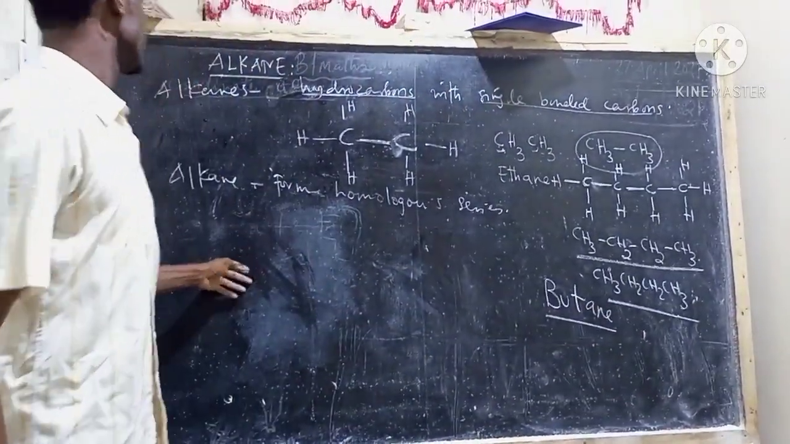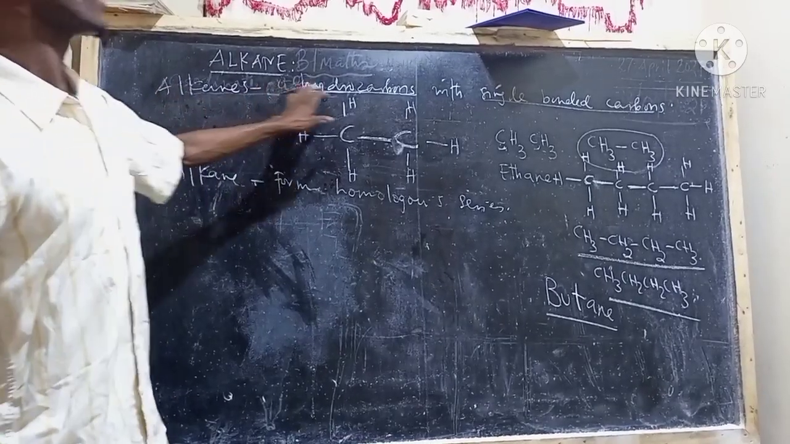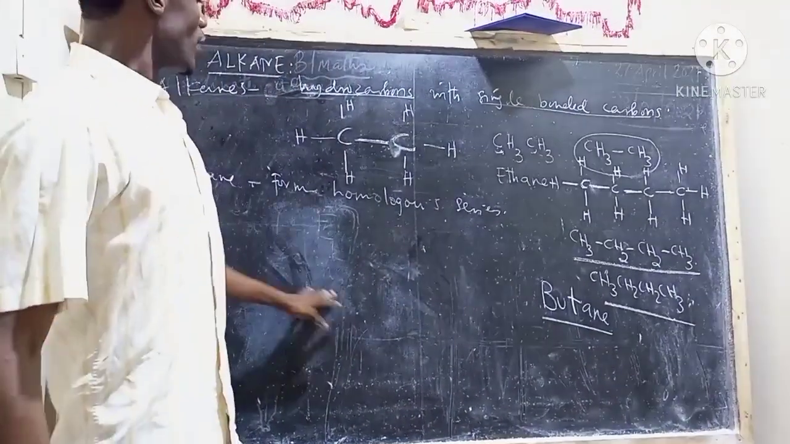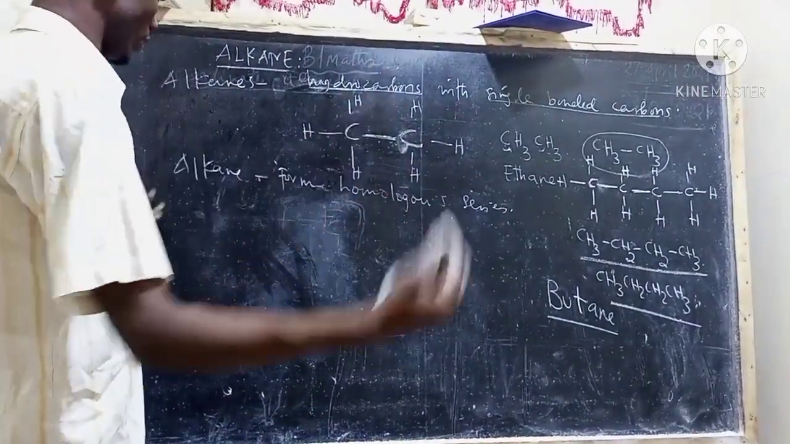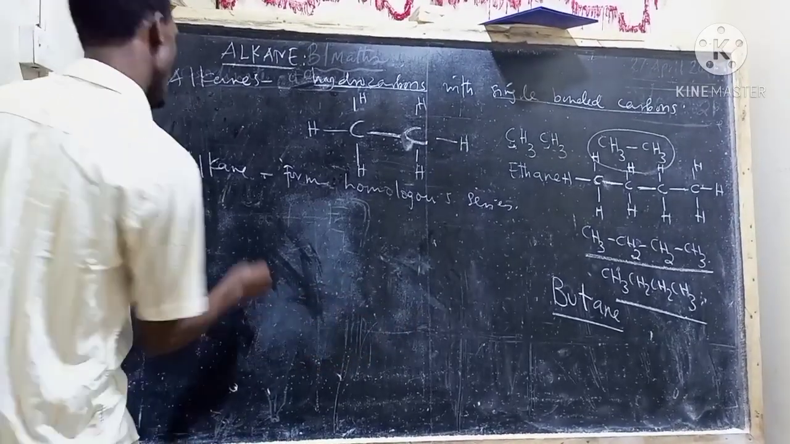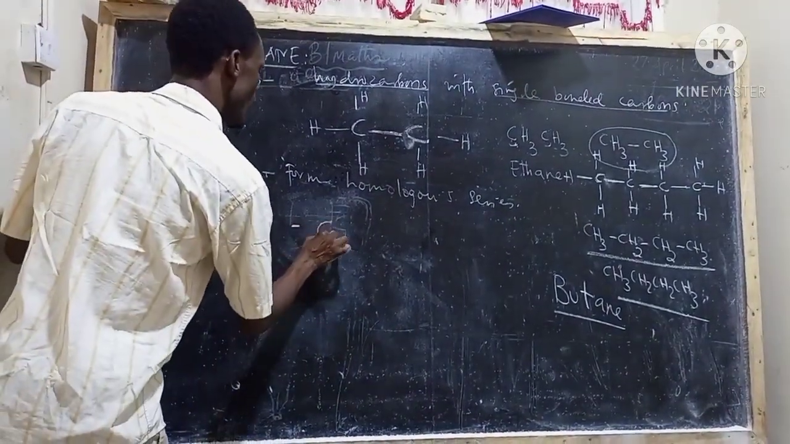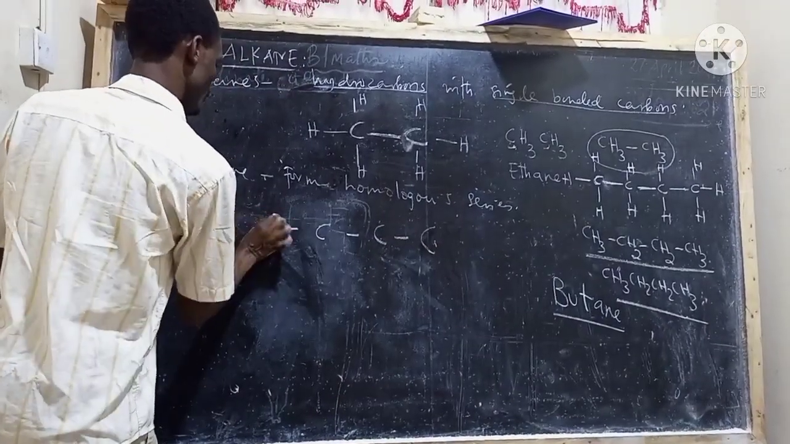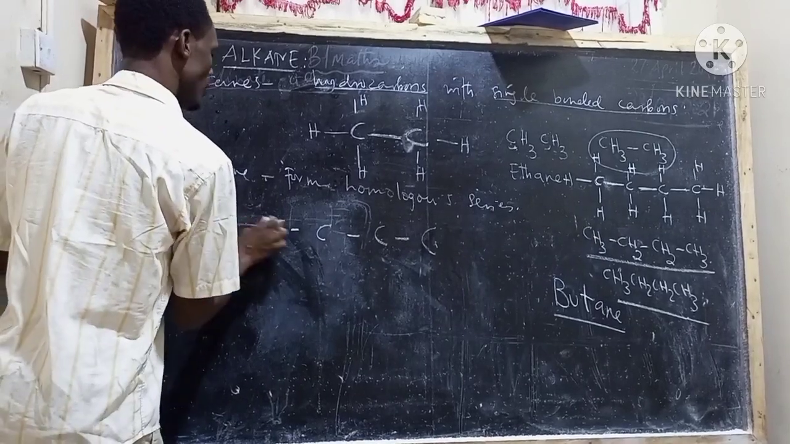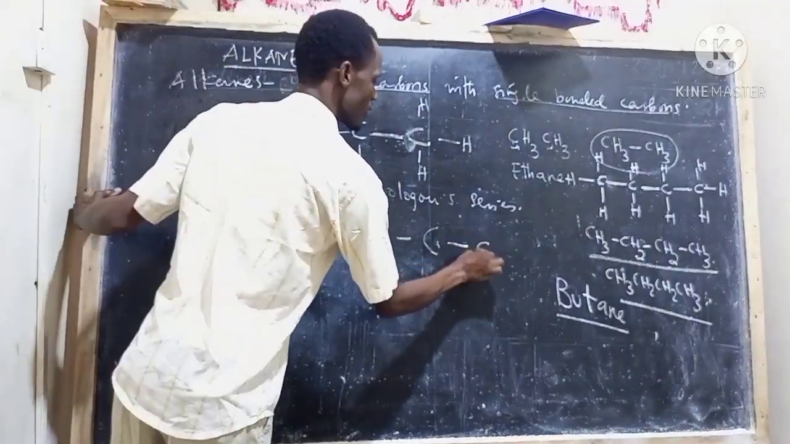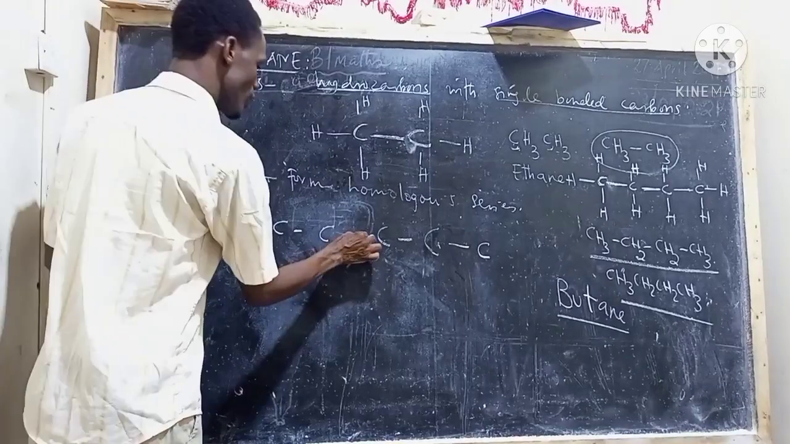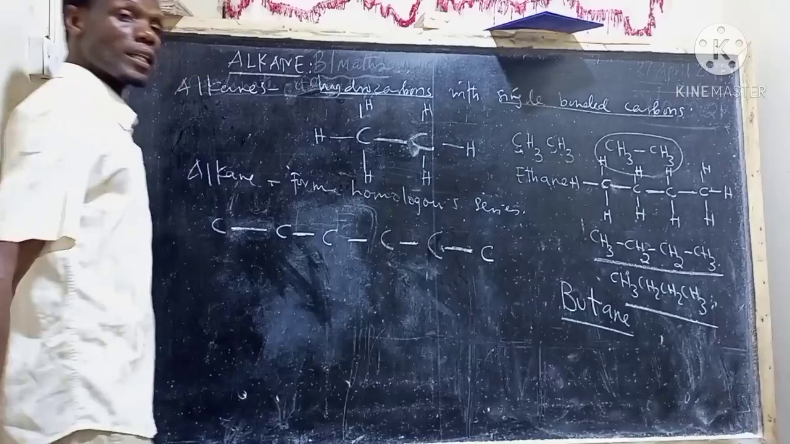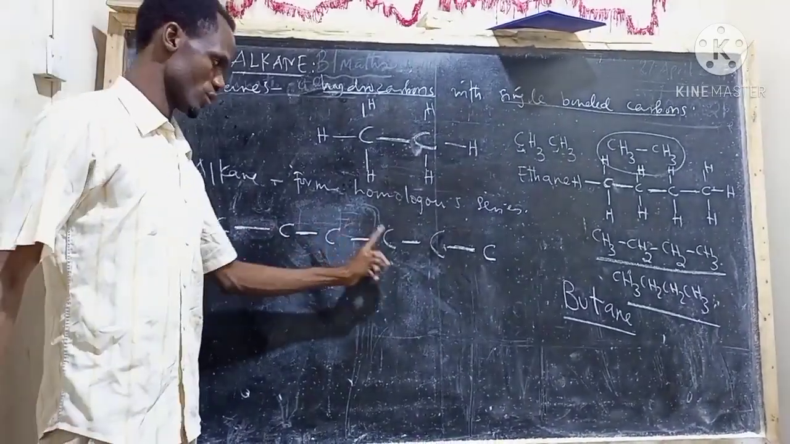So in short, alkanes are hydrocarbons with single bonded carbons. Even if you want to write a bigger one, for example, with six carbons: 1, 2, 3, 4, 5, then six carbons, joined with single bonds. This is an alkane already, because the carbons are joined with single bonds.